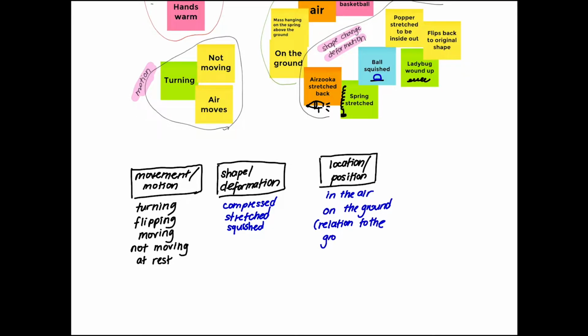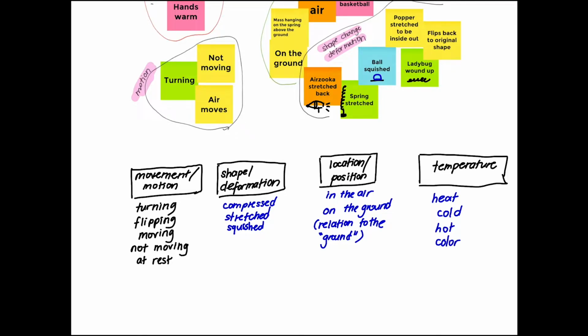How far off the ground, and I'm going to put "ground" in quotes because the ground can be anything, is the item. And then the last grouping that most classes came up with was temperature. So there was heat, there was cold, there was hot, and then block 6 really wanted to make sure that we included color change.